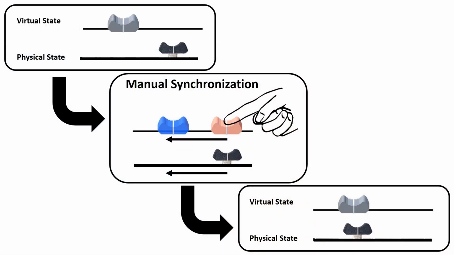In the manual synchronization method, the user is shown both a physical and virtual state of the controls. The state of the physical control is shown in orange, and the target state is shown in blue. Once the physical state has been matched to the target virtual state, the virtual and physical controls are linked. Then the user can operate the control as normal.